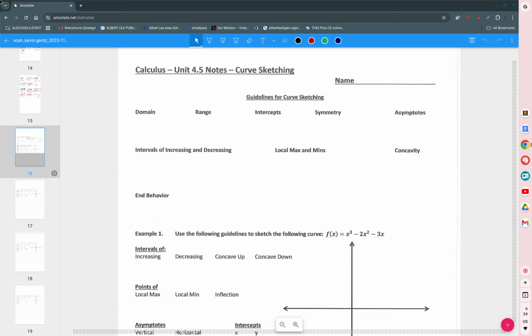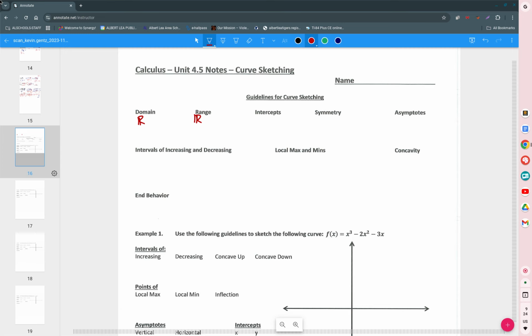The first one would be the domain and the range. In this case, it is a polynomial, and so the domain is all real numbers, and the range is all real numbers. Okay. If it was a rational function, meaning you have something in a denominator, then we can't have the denominator equal to 0. But we should be able to think critically about the domain and the range.